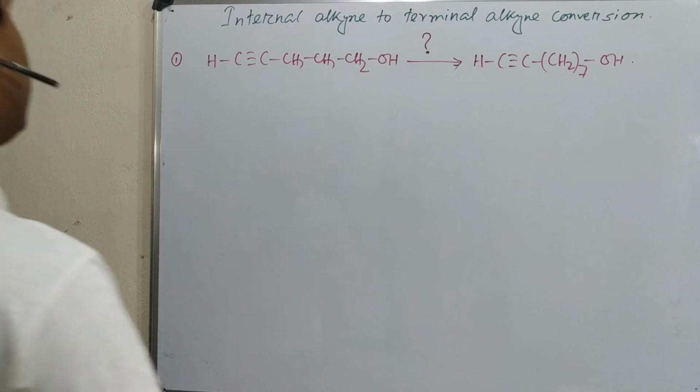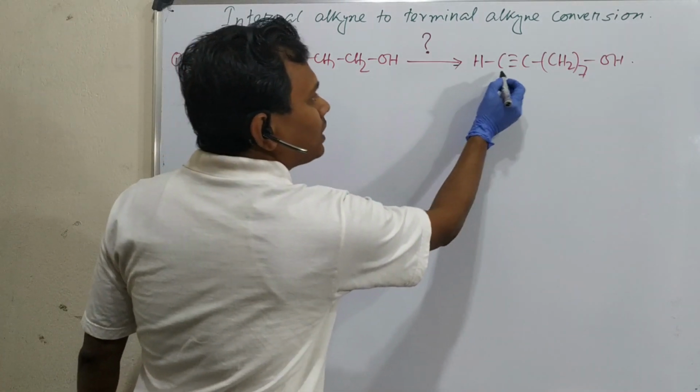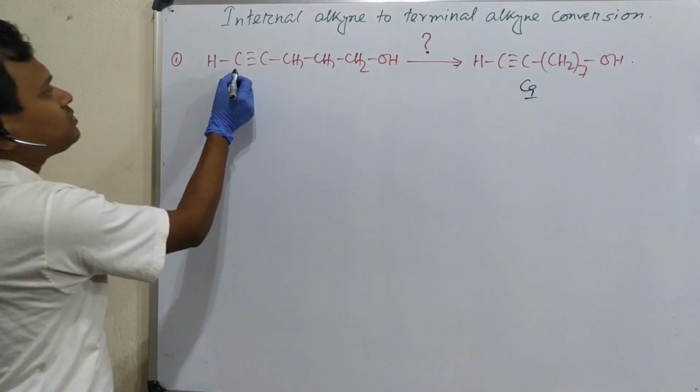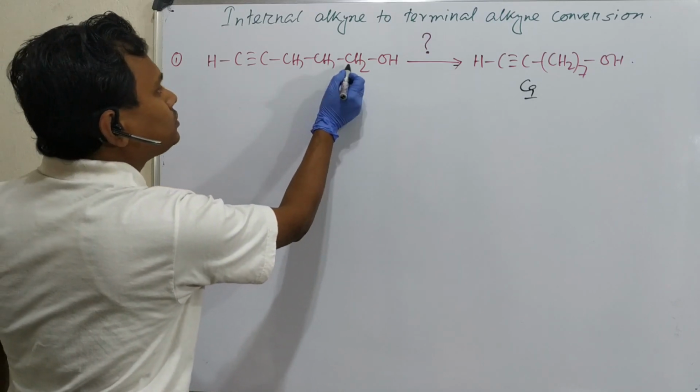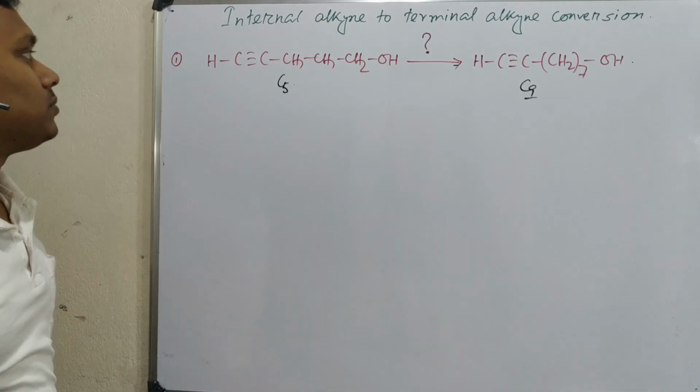Okay, now focus on the example. See, this is the terminal alkyne, this is also, what is the difference? The carbon number. This is a 7 plus 2, C9 material. This is 1, 2, 3, 4, C5 carbon. So we need to increase by 4 carbons.